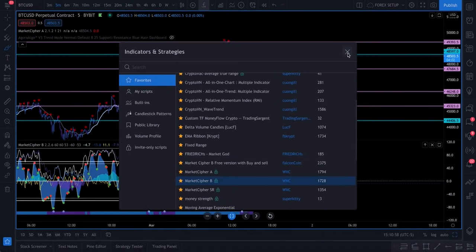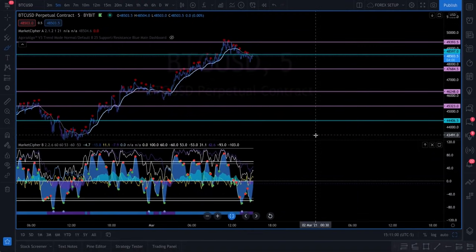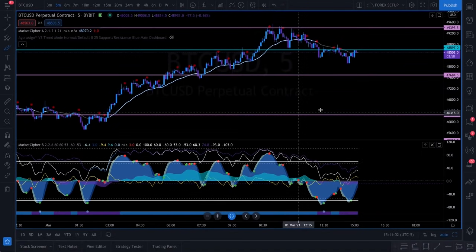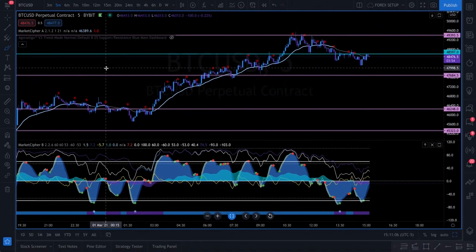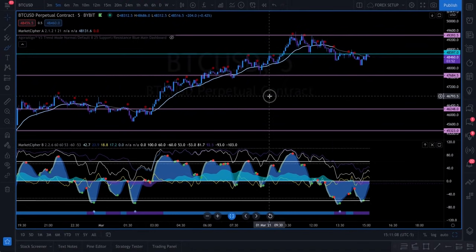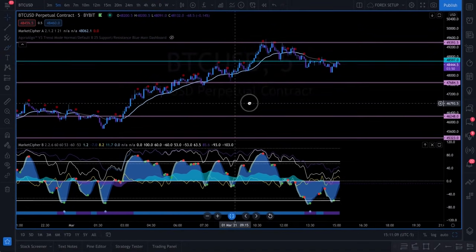Market Cipher B, B, right? Yep, that's exactly what I said. Yep, don't judge. Don't judge. I know you guys are judging out there. Y'all are a whole bunch of judges.